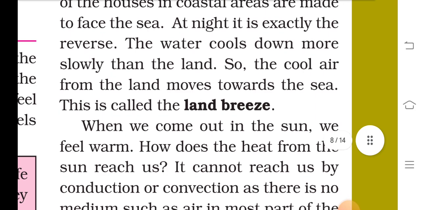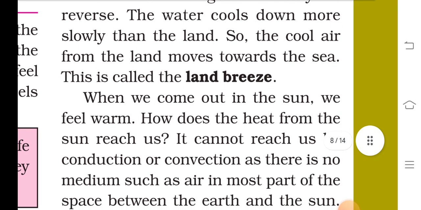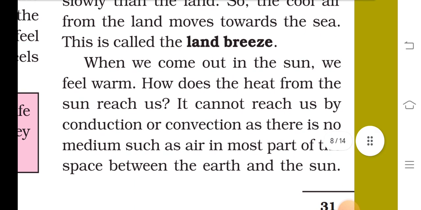At night it is exactly the reverse. The water cools down more slowly than the land. So the cool air from the land moves towards the sea. This is called a land breeze.